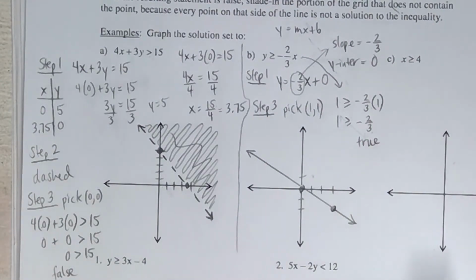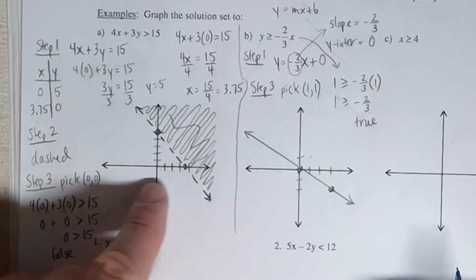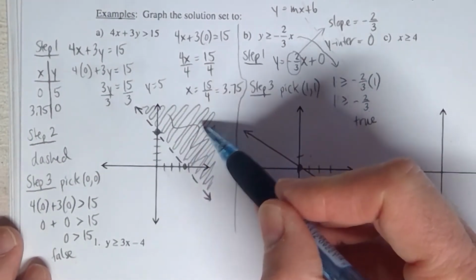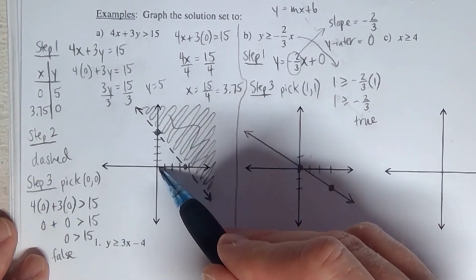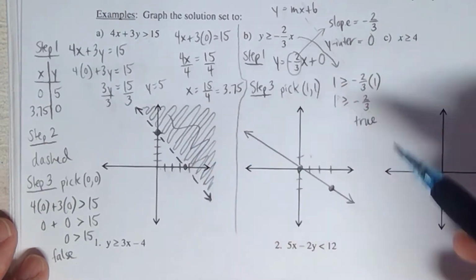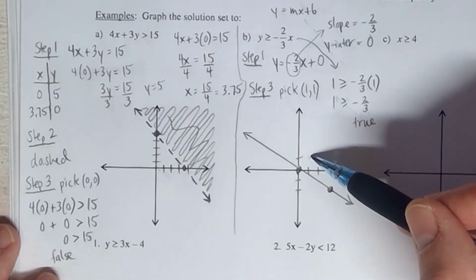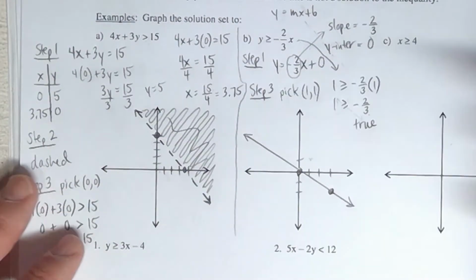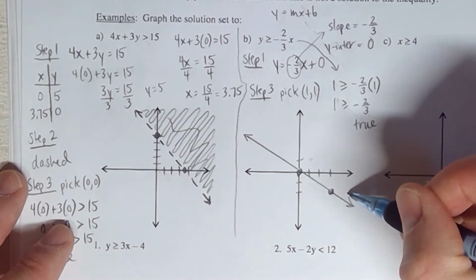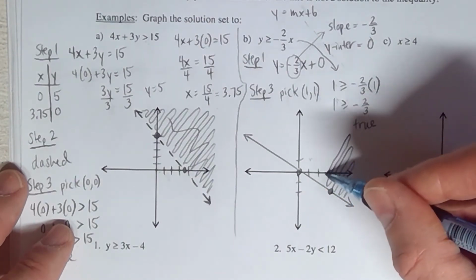So let's again review here once again. All right, if it's false when you plug in the number, you shade the opposite side of where the test point was. All right, and I did that. Okay, the test point was below, I shaded above. All right, but here it was true, and so you shade the same side. All right, 1, 1 is above the line. You stay right there. You don't go to the opposite side this time. You stay right there. So I'm going to shade that same side that the test point was on.